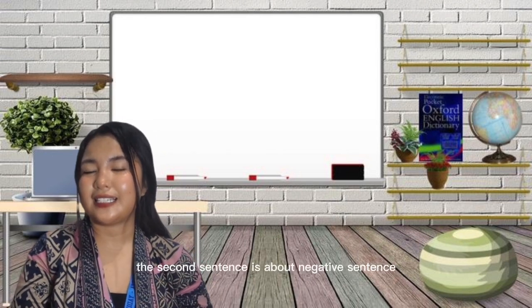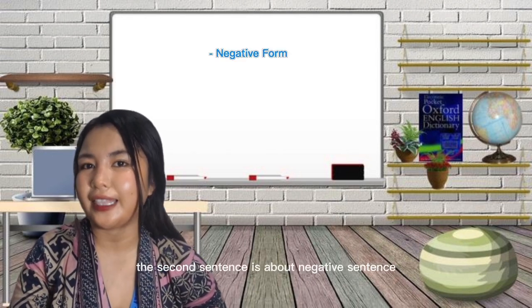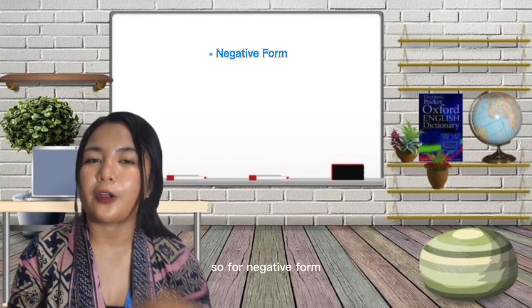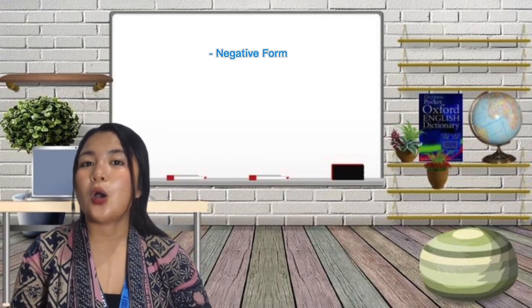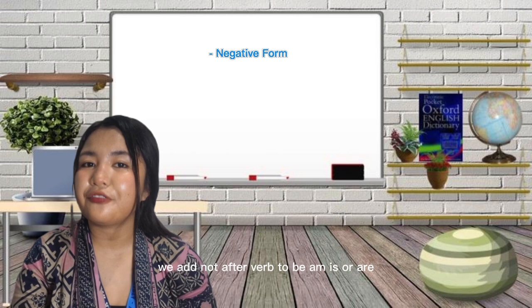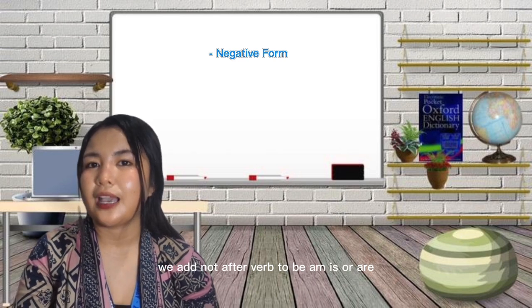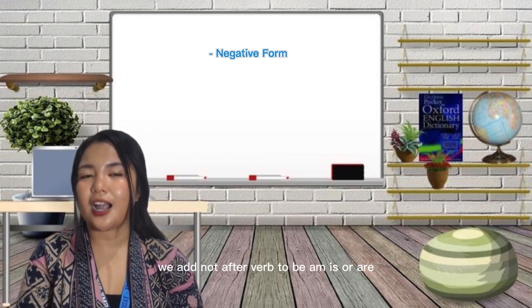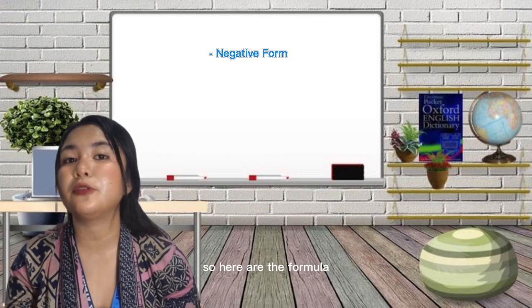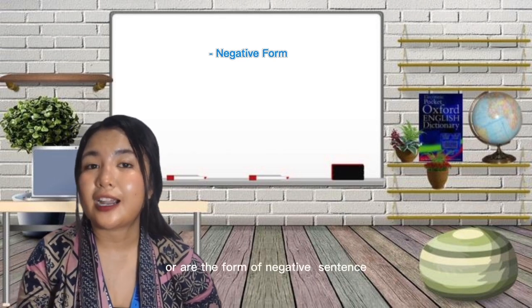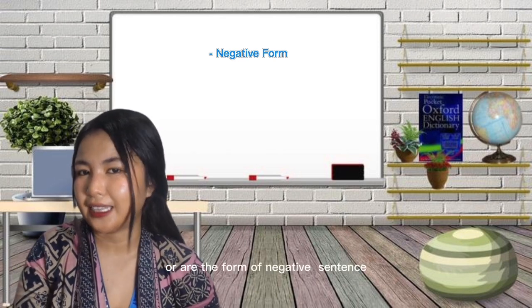The second form is the negative sentence. So, for the negative form, we add not after the verb to be, am, is, or are. So, here is the form of the negative sentence.